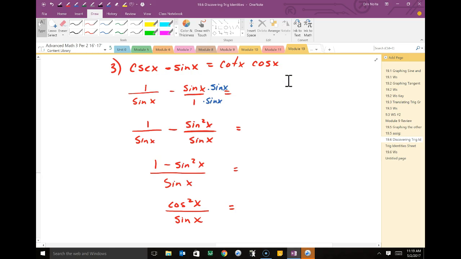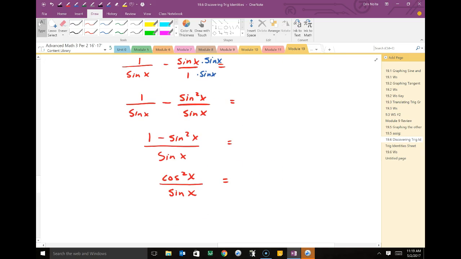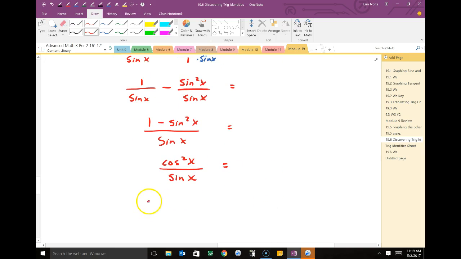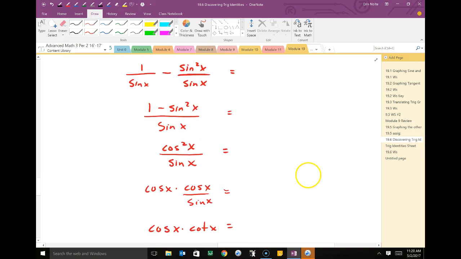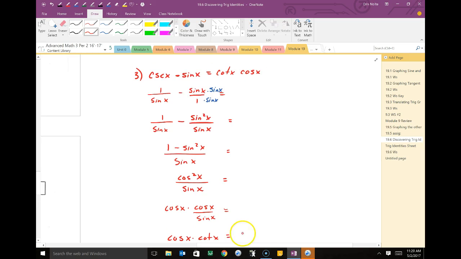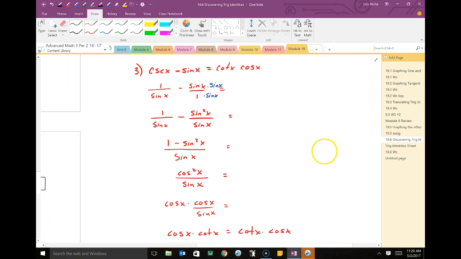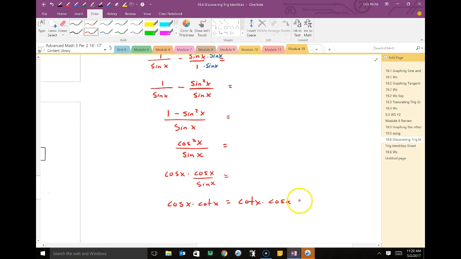Okay, so what I'm going to do is separate the cosines. That's going to be the same as cosine times cosine over sine. And cosine over sine is cotangent. So that becomes cosine times cotangent, which, if you look back to the top, is the right side that we were trying to prove. I do have it in the opposite order, but does that matter? No. Okay, so that is a proof.